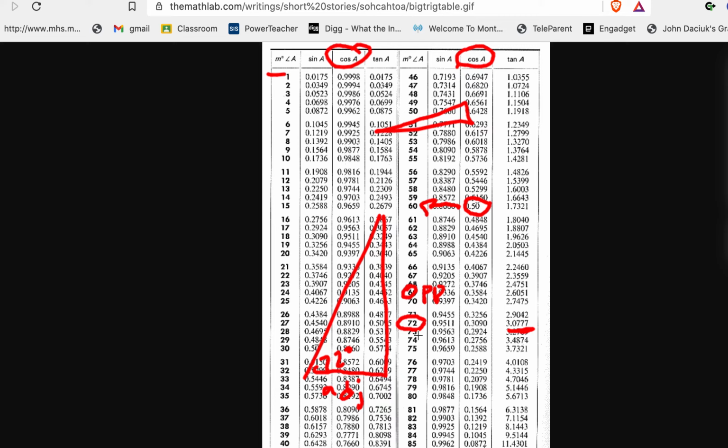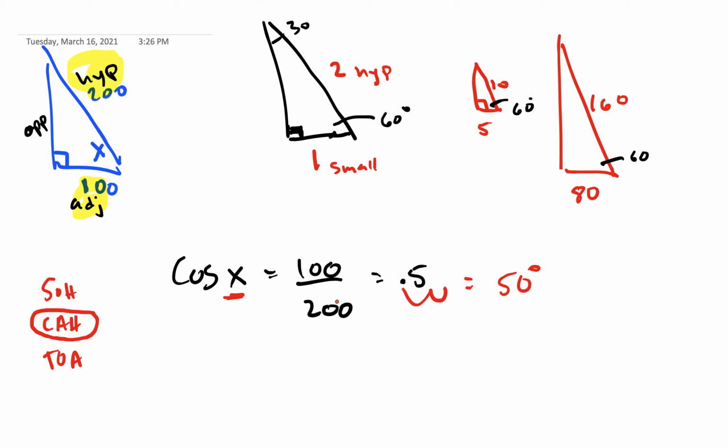So someone made a comparison of all the sides: all the opposite and hypotenuse for sine, all the opposite and adjacent for tangent, and all the adjacent and hypotenuse for cosine. And they recorded it, wrote it down, and we programmed our calculators now.